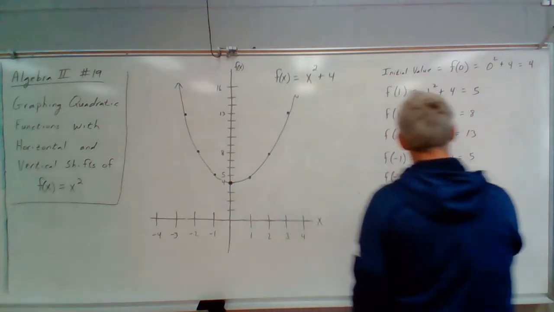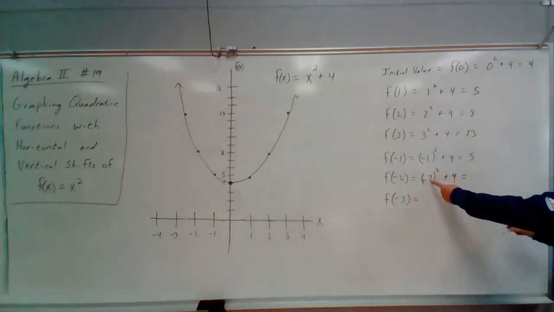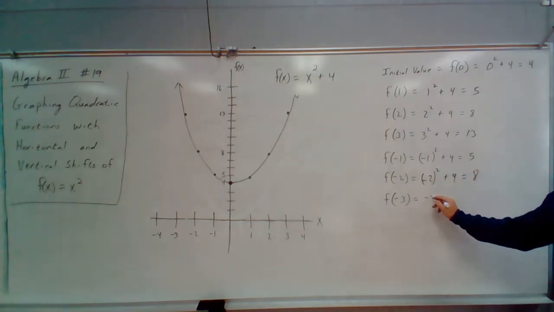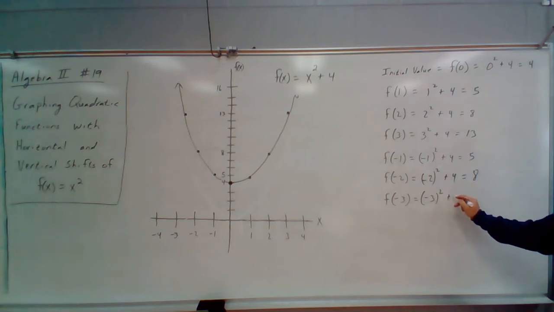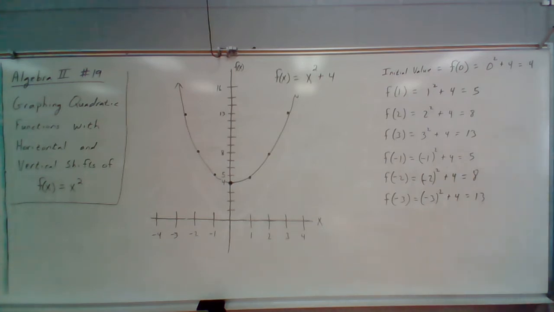Let's work these out on here. Negative 2 squared plus 4. Negative 2 squared is 4. 4 plus 4 is 8. Negative 3 squared plus 4. Negative 3 squared is 9. 9 plus 4 is 13. So we got what we expected.